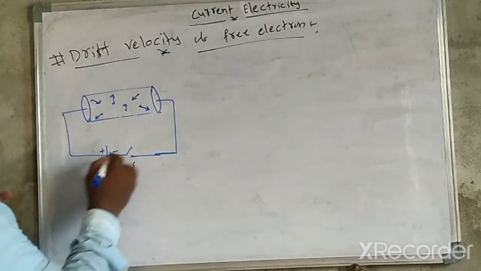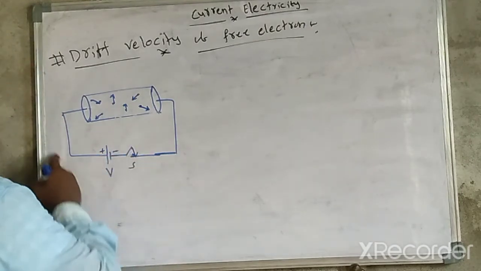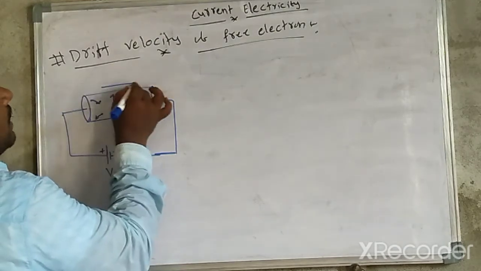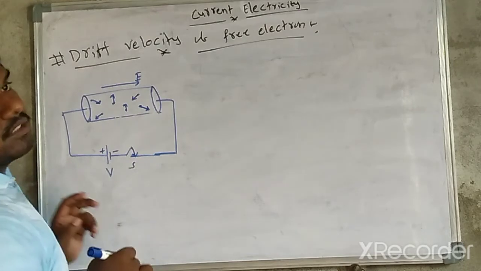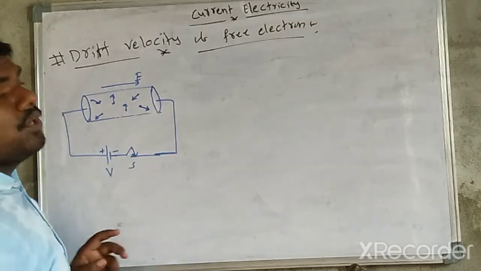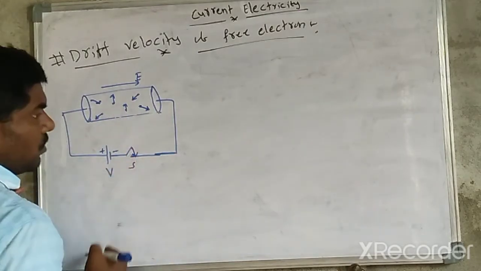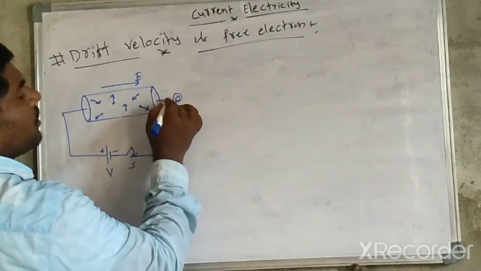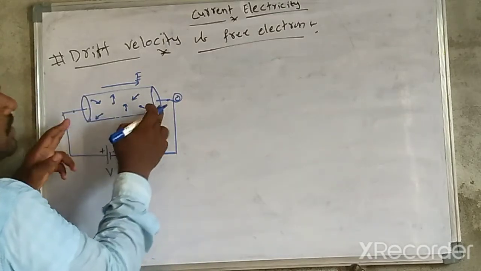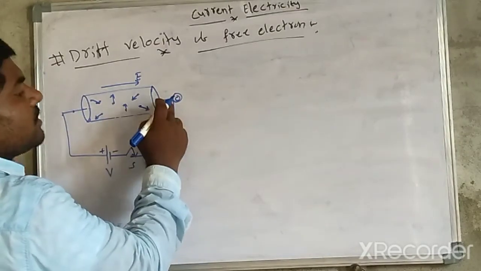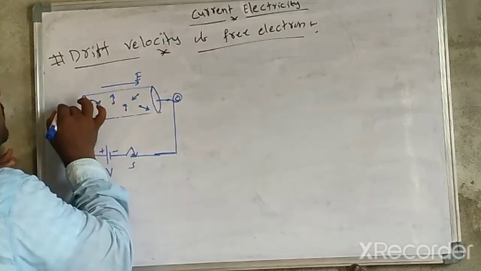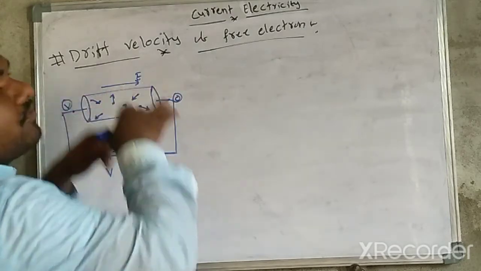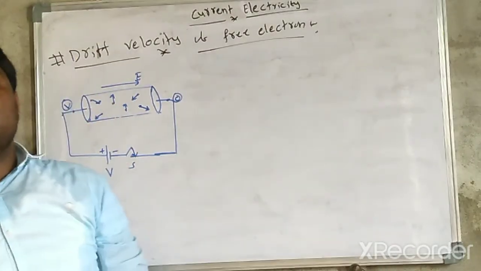Whenever the switch is closed and the battery terminals are connected, here is the positive charge and here the negative charge, so an electric field exists. This electric field is in the direction from positive to negative. Whenever the switch is closed, let us consider the potential difference: on the right side I consider potential 0, and on the left side the battery potential V.